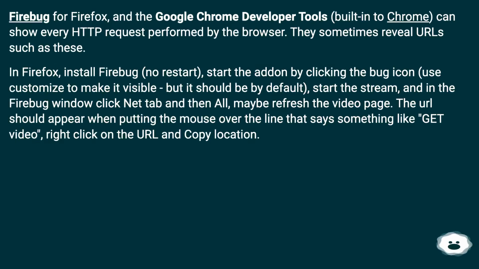Firebug for Firefox and the Google Chrome Developer Tools built into Chrome can show every HTTP request performed by the browser. They sometimes reveal URLs such as these.